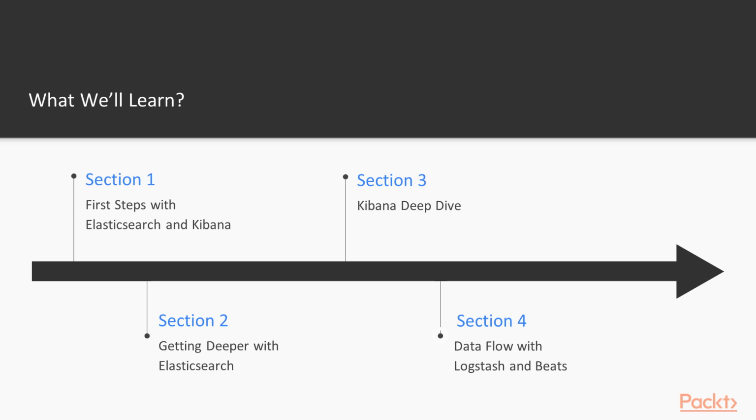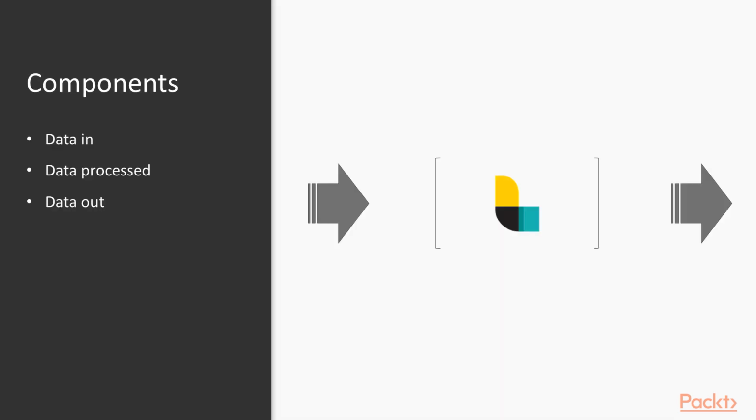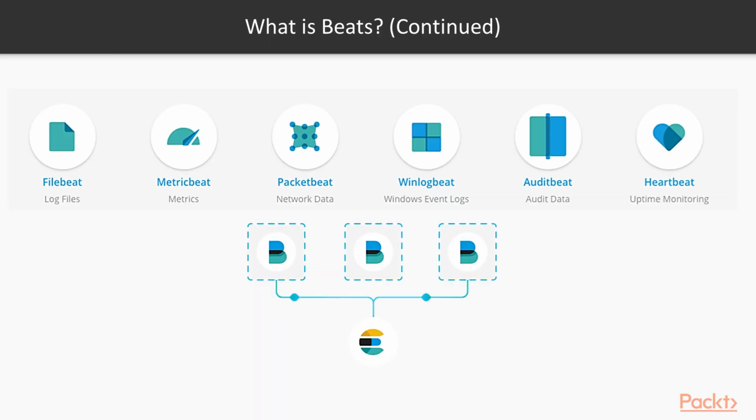From there, we'll look at Logstash in the section entitled Data Flow with Logstash and Beats. In this section, we'll go through videos that will show us how we can get data from a system or from an application into Logstash. Then we can have Logstash put that data into ElasticSearch. We'll talk about the Beats ecosystem, and I'll show you how we can use one of the Beats applications to get data into a pipeline within Logstash.